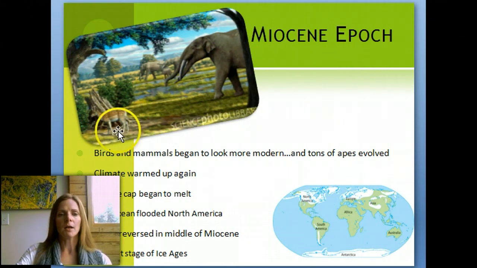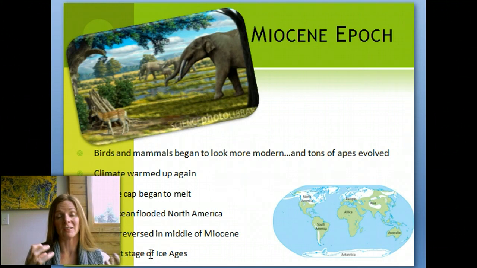The Miocene epoch, birds and mammals began to look a little bit more modern. Tons of apes evolved, okay? Climates warmed up again, ice caps began to melt, oceans flooded North America. You have a trend reversed in the middle of the Miocene, okay? Set stage for ice ages. So all of a sudden you have this warmth at the very beginning, and then in the middle of the Miocene, you have this crazy cooling down, and the ice age begins, okay?